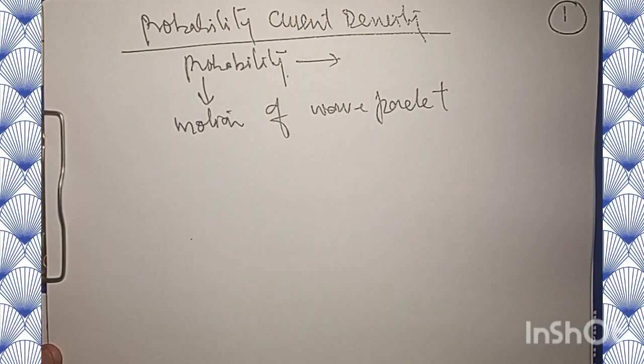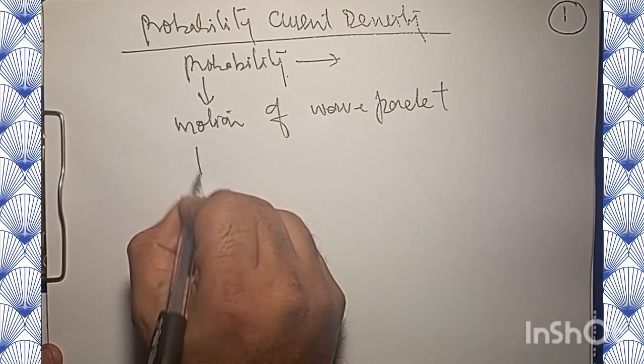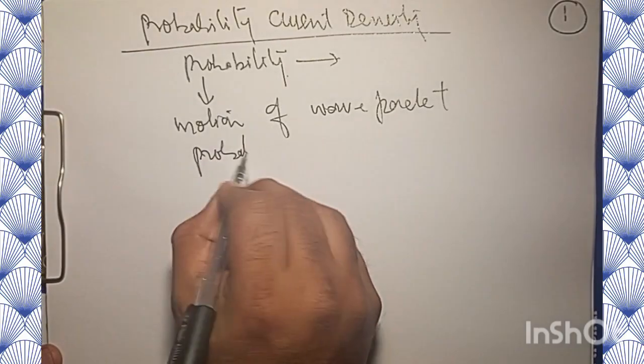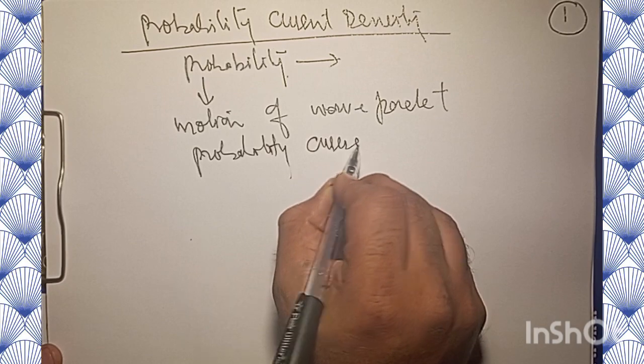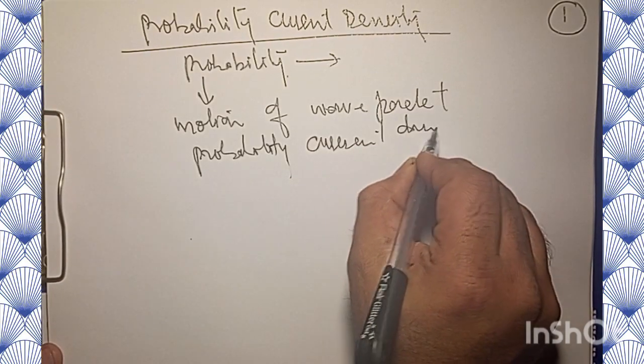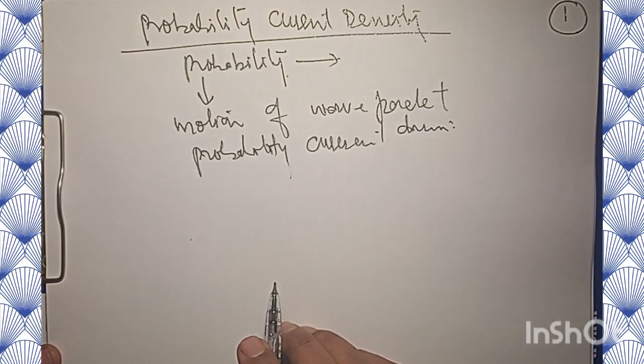Now, this general idea can be quantitatively understood by introducing something like probability current density. Probability current density, that's out there on the title.